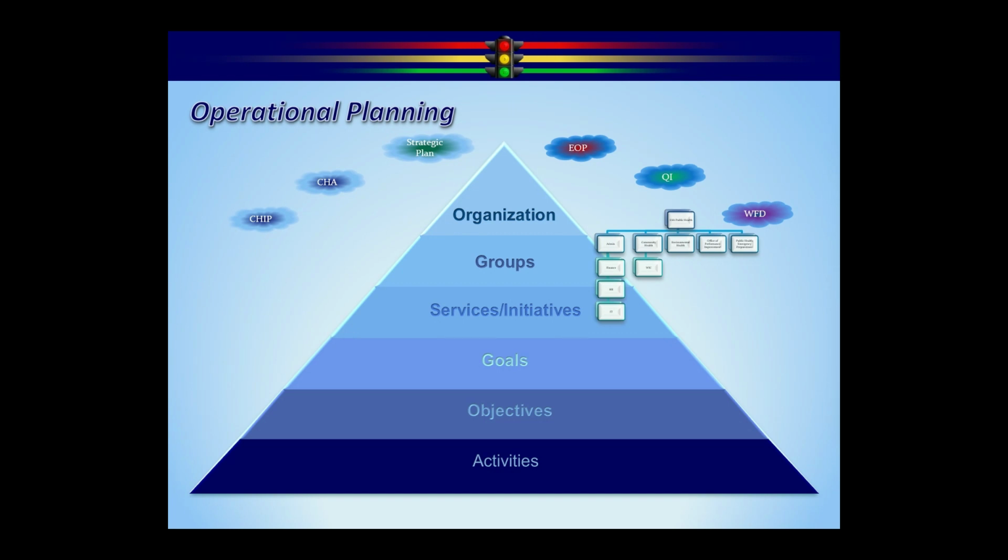Okay, so again, operational planning is developing and entering the operational plans into the system, understanding what all the different levels look like, and then we're actually going to go in at the end and enter the operational plan, the tobacco cessation plan, into your account.